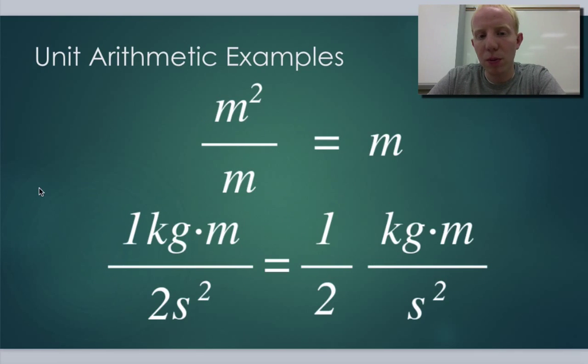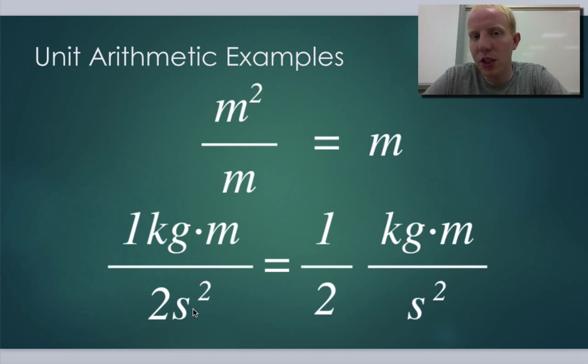Okay, here's a couple more examples. Meter squared over a meter equals 1 meter, right? Those cancel out, give you 1 meter. And a kilogram times a meter over 2 seconds squared, if you separate it out, you get 1/2, and a kilogram times meters per second squared. Okay, so again, it's not really tricky in any way. It's just trying to learn how to write the units down. Okay, so in this example down here, we could write 1 kilogram times meter over 2 seconds squared. That's perfectly fine. That's a right answer.